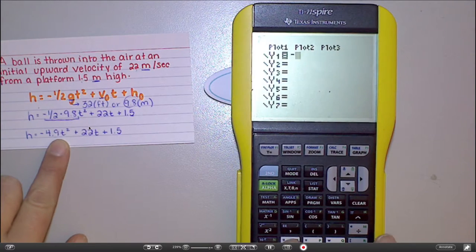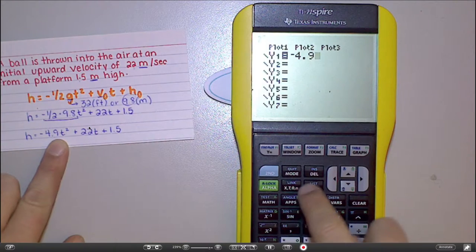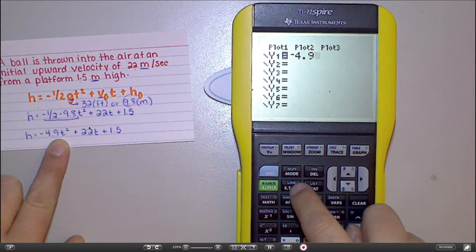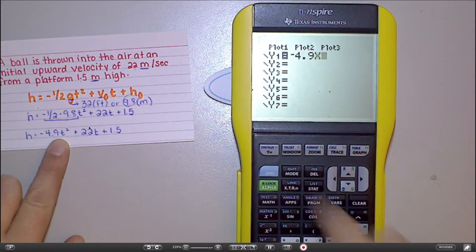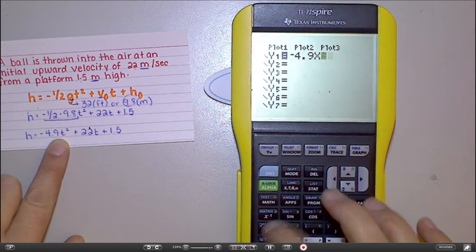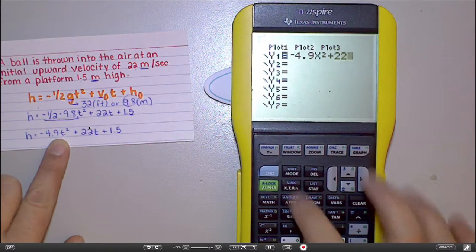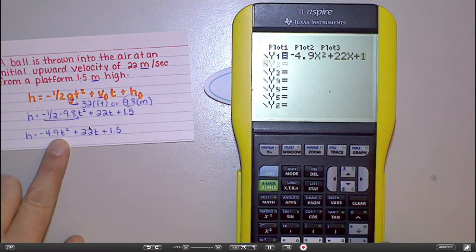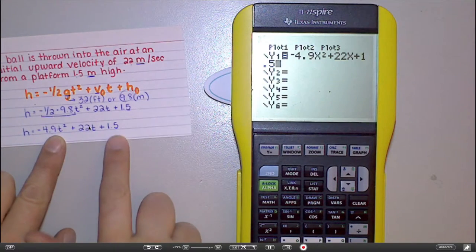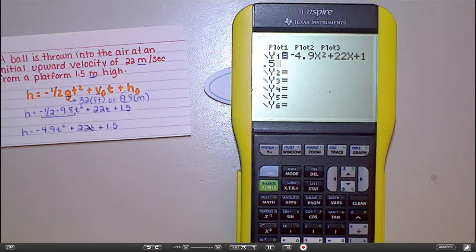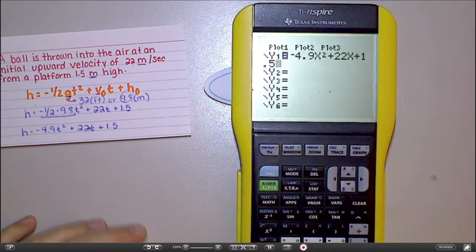So negative 4.9. For t, I'm going to use the x, which is on this button that says link. It's right next to the alpha key. So negative 4.9 x squared plus 22x plus 1.5. That's my equation. Now, a lot of the mistakes I see when people raise their hand and say my graph doesn't look like yours is just a mistake in typing in the equation. So before you move any further, make sure what you have typed in matches mine exactly.